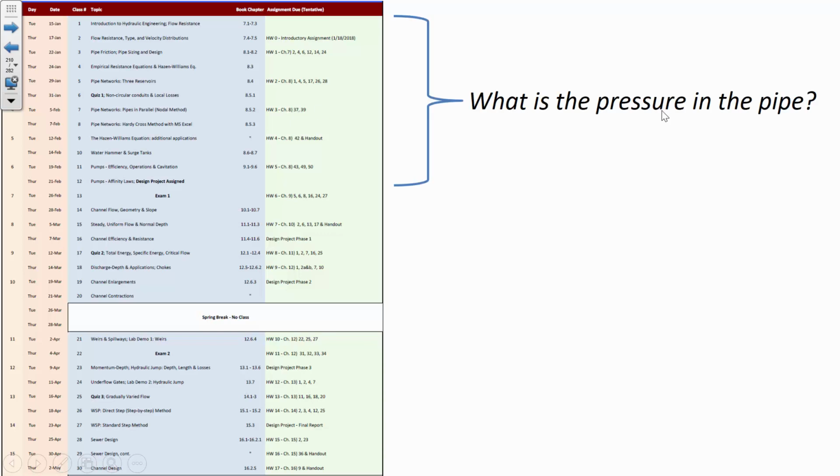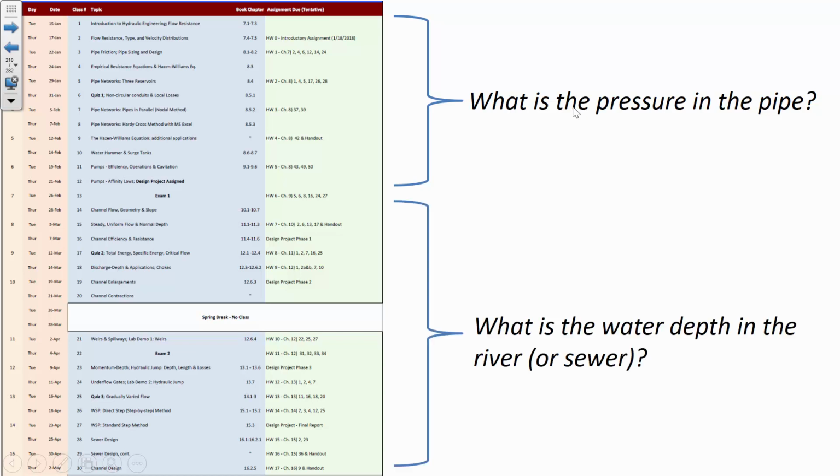So here is what we've done thus far. The first part of the course has to do with flow through a pipe, and if we're going to distill it down to a single question, the question might be, what's the pressure in the pipe, accounting for friction losses, accounting for a pump, accounting for elevation differences. That's probably the most common thing that we're modeling, is understanding how the pressure changes as water flows through a pipe.